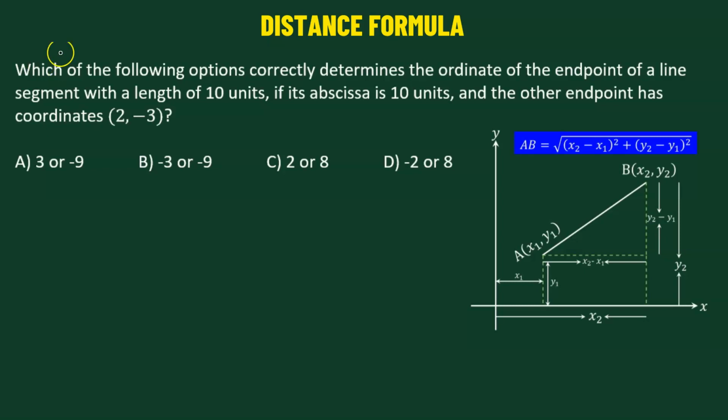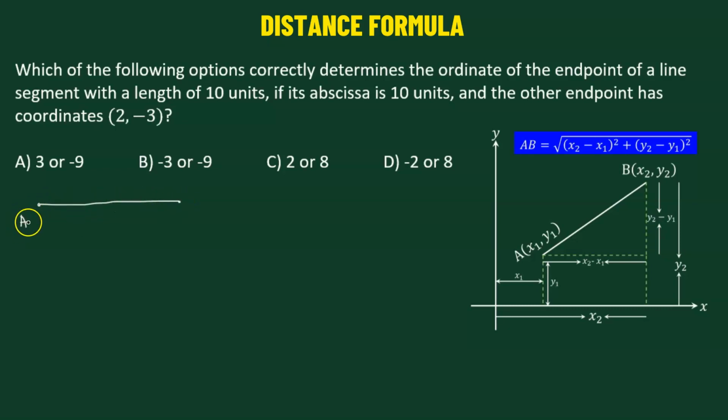So in this problem, it's given: which of the following options correctly determines the ordinate of the endpoints of a line segment with length of 10 units, if its abscissa is 10 units? Abscissa means the x-coordinate is 10 units, and the other endpoint has a coordinate (2, -3). That means, simply put, we have a straight line.